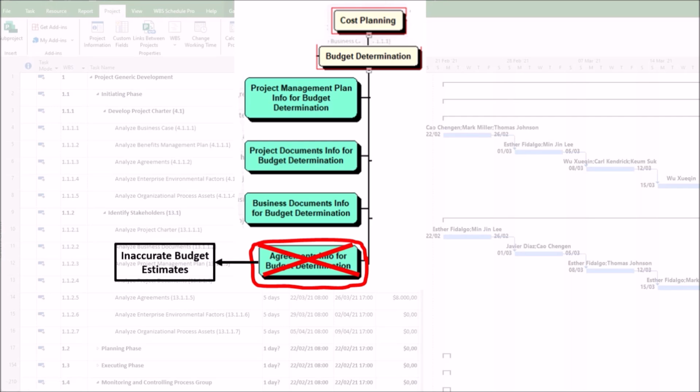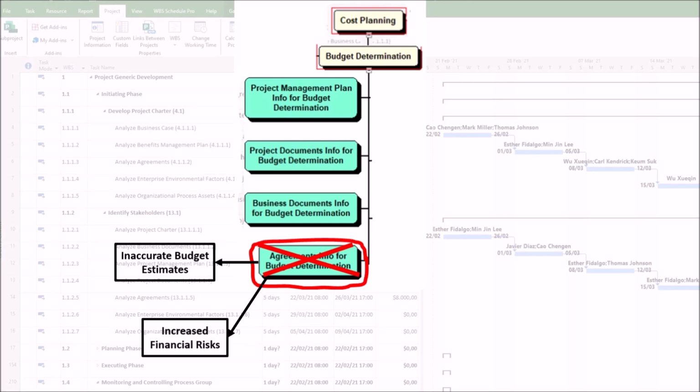1. Inaccurate budget estimates. First, missing or underestimated costs. If agreements, such as contracts, purchase orders, etc., are not thoroughly analyzed, key costs, such as vendor fees, penalties, or incentives, may be excluded, leading to an unrealistic budget. Second, unaccounted payment terms. Some contracts may include milestone-based payments, retainers, or variable pricing, such as cost-plus contracts. Poor analysis could result in cash flow mismatches.